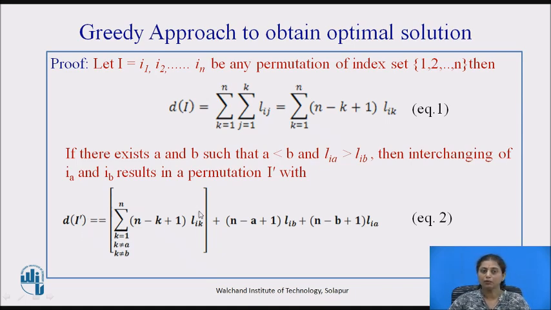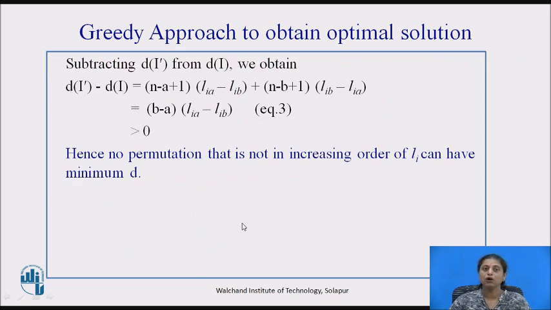Here the formula is: except for the programs whose positions are interchanged, you consider the summation for k = 1 to n, with k not equal to A and k not equal to B, because this order is changed. How many times is each read? It is (n − A + 1) × L_ib plus (n − B + 1) × L_ia. This gives us d of I and d of I dash. Subtracting d of I from d of I dash, we get (B − A) × (L_ia − L_ib).